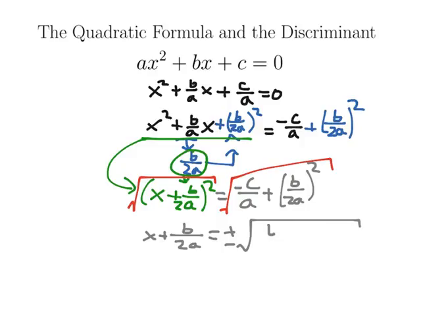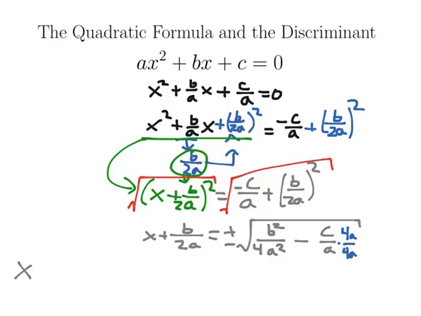And this is b squared over 4a squared. This is just b over 2a all squared minus c over a. I'd really like if I could put everything in that square root under a common denominator. So let's try putting it all over this 4a squared. So I'll just multiply this c over a by 4a over 4a, which is just 1, so it doesn't change anything, but it does make that common denominator happen.